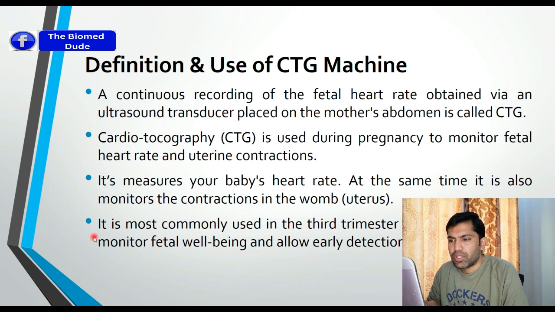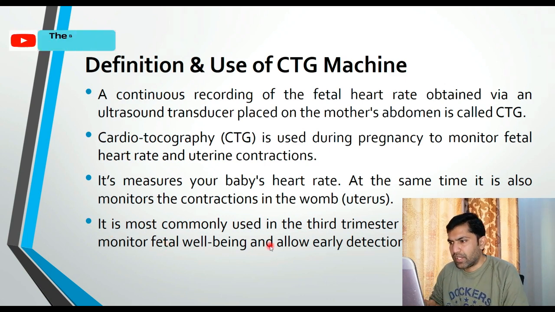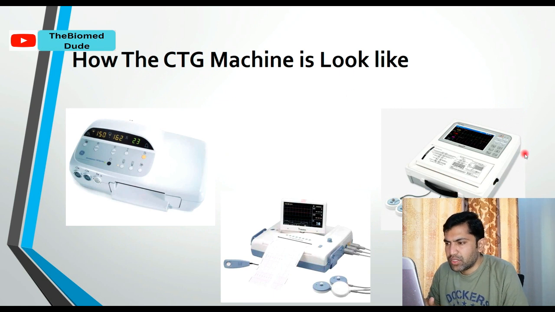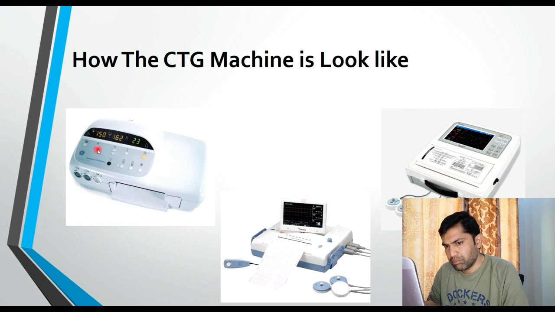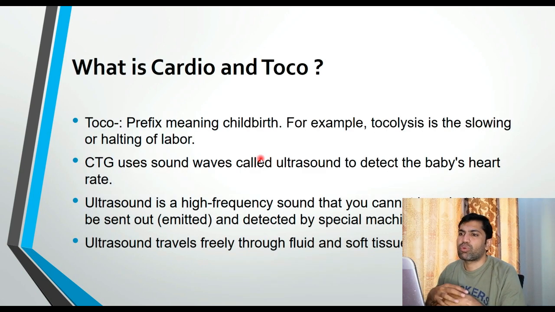It is most commonly used in the third trimester, and its purpose is to monitor fetal well-being and allow early detection of fetal distress. Here are the different types of CTG machines which are commonly used. This is the GE CTG machine, here is the Bistos, and here is another company's CTG machine where the transducer displays on the screen. In the next slides I am explaining the cardio and toco transducers.